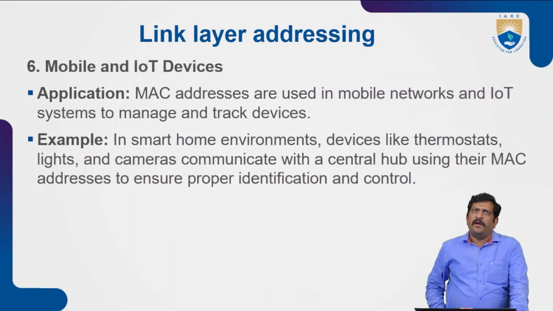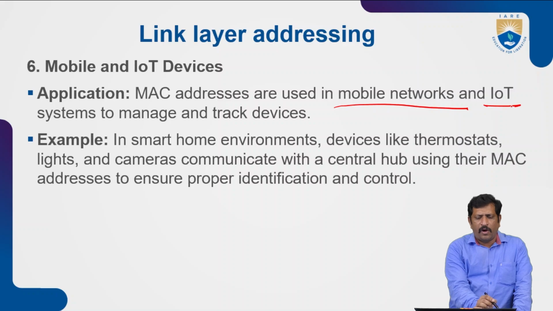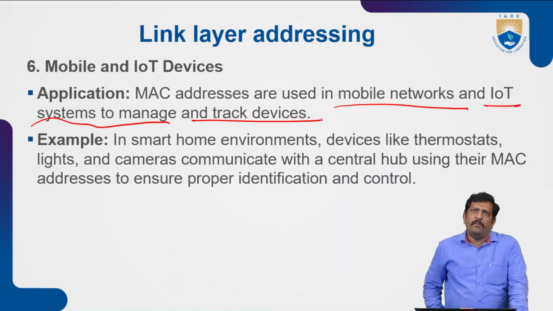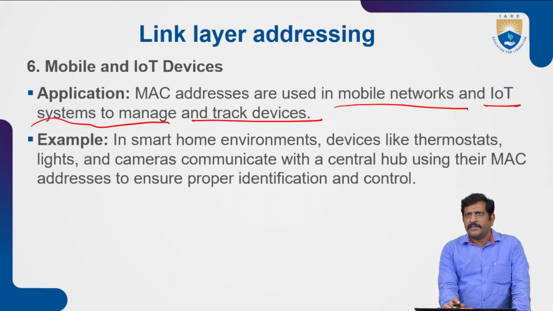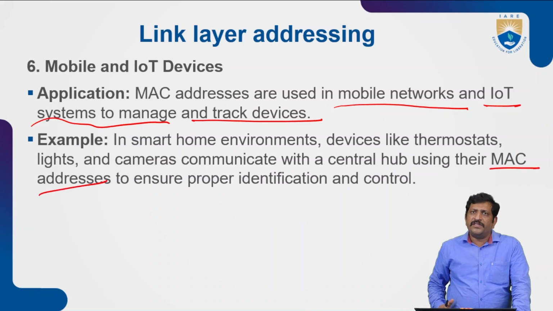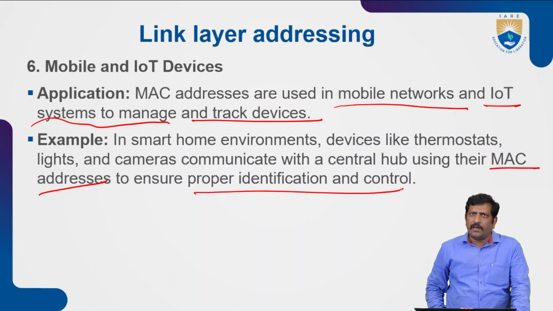And optimizing the performance of the devices. Mobile and IoT devices are another real-time application of link layer addressing. MAC addresses are used in mobile networks and IoT systems, and for tracking devices also we utilize MAC addresses. Example: in a smart home environment, devices like thermostats, lights, and cameras communicate with the central hub using the MAC address, that is link layer addressing, which ensures proper identification and control of the devices, whatever mobile devices are working.